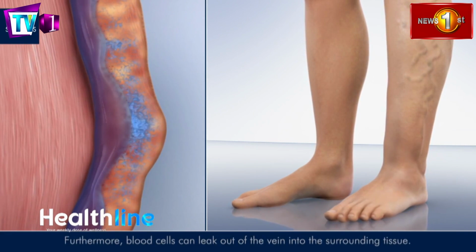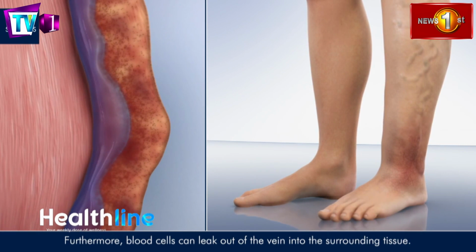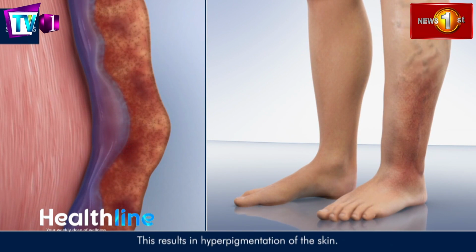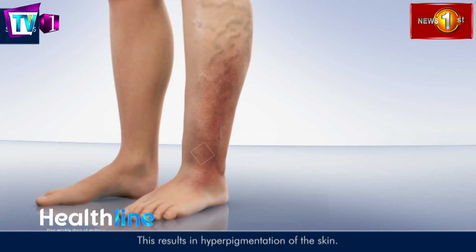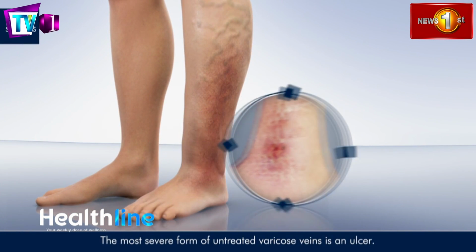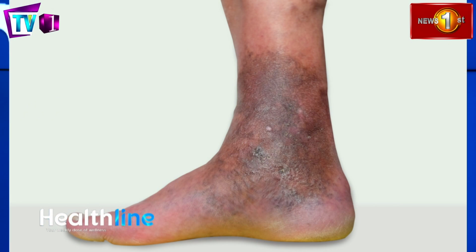So the late stage is where you get itching, you get cramps, and then the skin becomes blackened. Tiny vessels can rupture inside the skin and then give a lot of discoloration. And the very late stage will be an ulcer which refuses to heal, and even after healing it tends to come back. So that is the stage where it really impedes a person's quality of life.